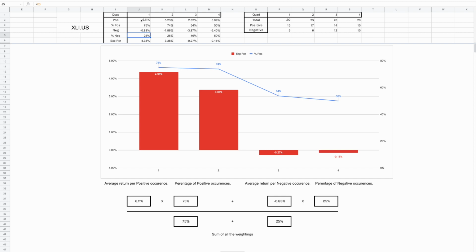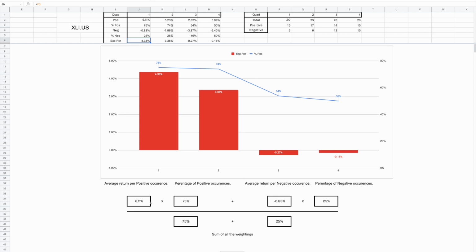So now the other part of the calculation is we have to calculate the average return of just the positive quads, okay? So this is the average return in these 15 instances of quad 1. This is the average return in these 5 instances of quad 1. Okay? That gives us a number here, and I'm going to show you how it's calculated.